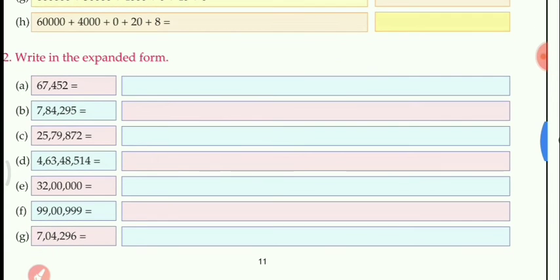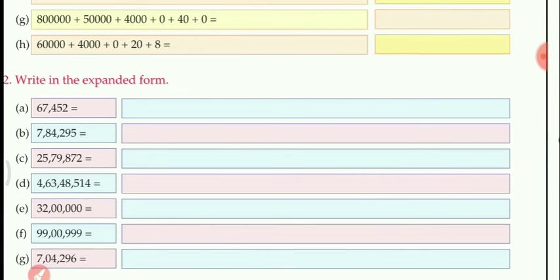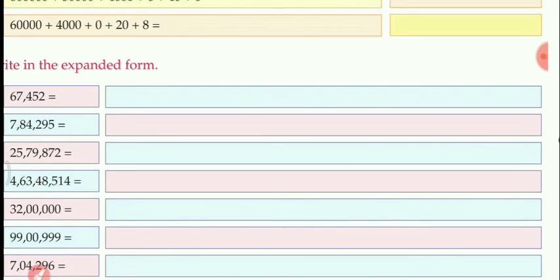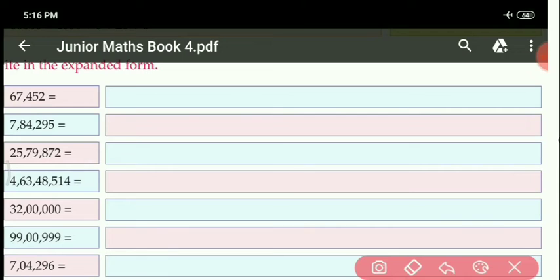Okay, as I told you, firstly we will read the place, then write in long form, the expanded form. As you can see here, first part, what is given? 6, 7, 4, 5, 2. Simply read the place from right to left: 2 is at ones place, 5 tens place, 4 hundreds place, 7 thousands place, and 6 is at 10,000 place.